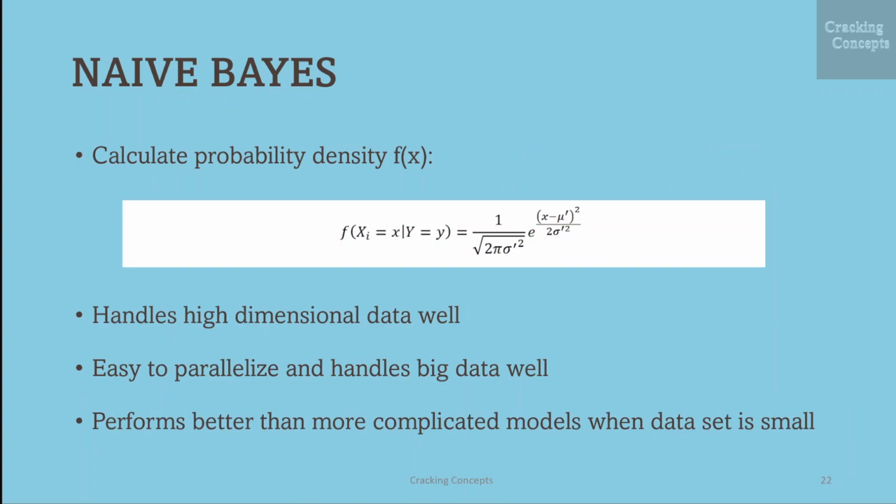Next, we'll calculate the probability density function, which is given by f of xi equal to x given y equal to y, which is equal to 1 by root of 2 pi sigma dash square into e raised to minus x minus mu dash the whole square by 2 sigma dash square.